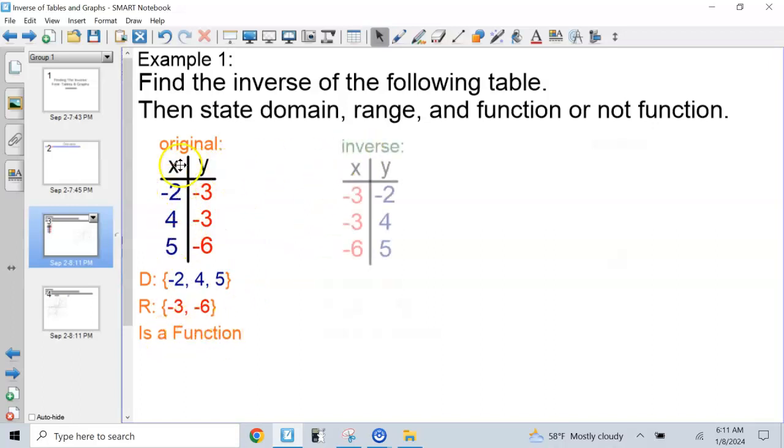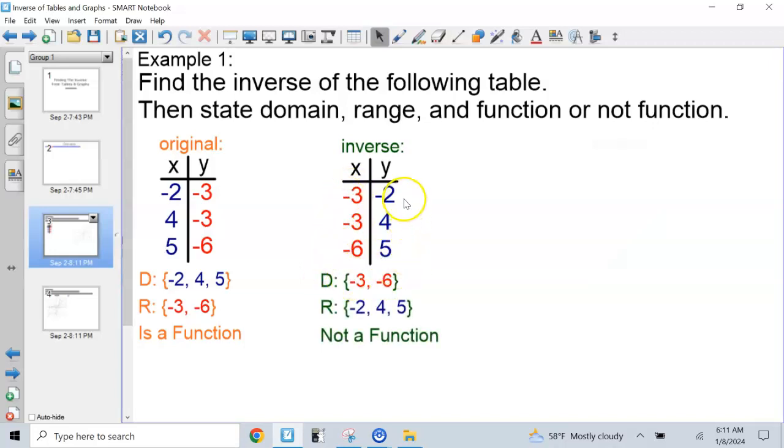For the inverse, the x and y's switch. So this red column is now first, this blue column is now second. So the new domain, the new x's are -3, -3, -6. The -3 repeat, just write it once. The range, the new y's, -2, 4, 5. Because the -3's repeat, this is not a function.